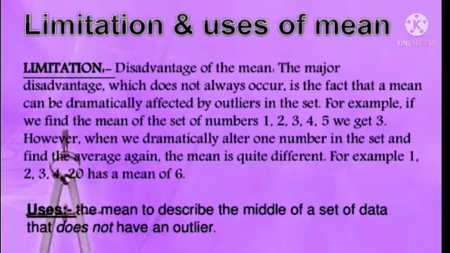For example, we find the mean of the set of numbers 1, 2, 3, 4, 5, we get 3. However, when we dramatically alter one number in the set and find the average again, the mean is quite different. For example, 1, 2, 3, 4, 20 has a mean of 6. Uses: the mean describes the middle of a set of data that does not have an outlier.